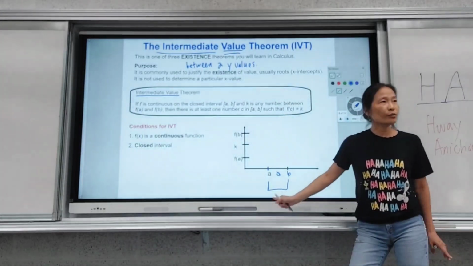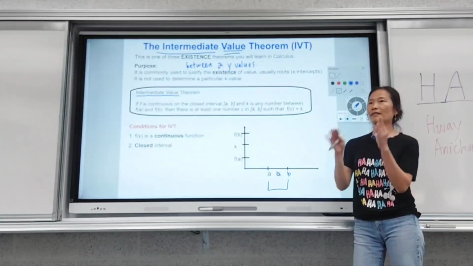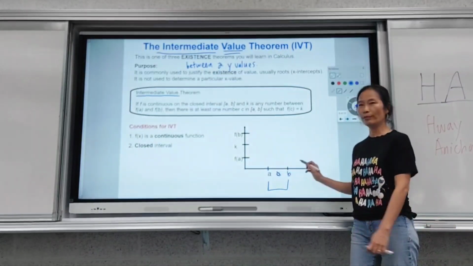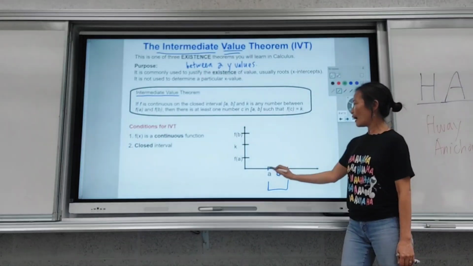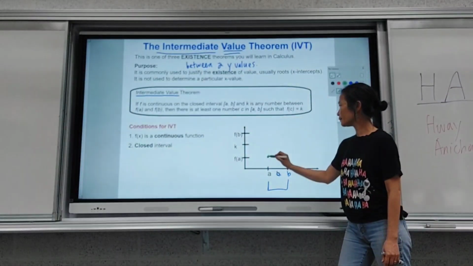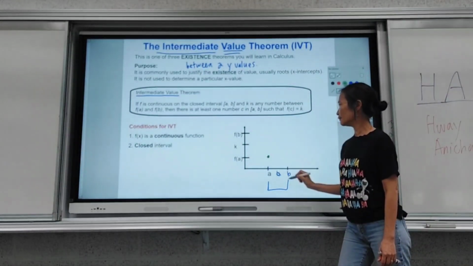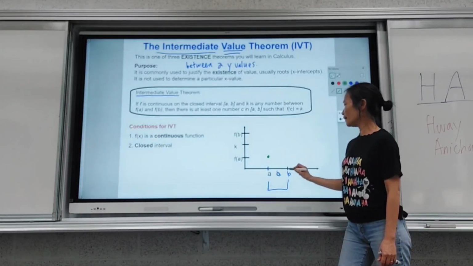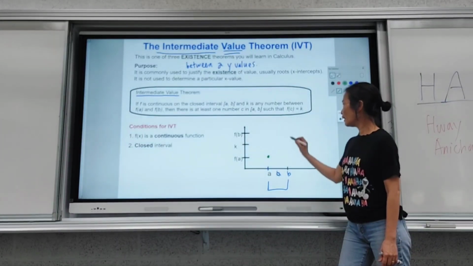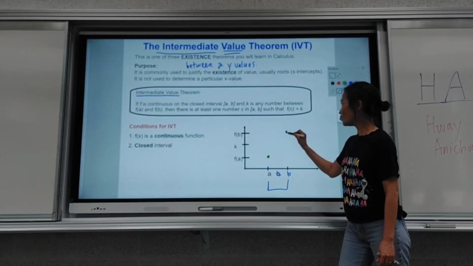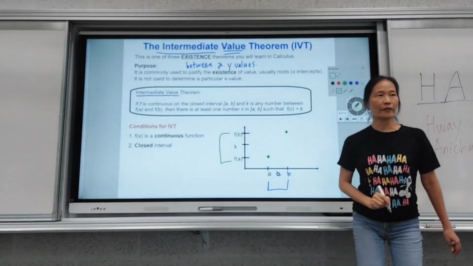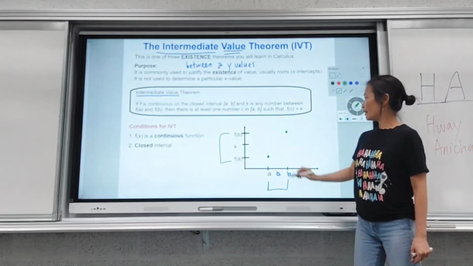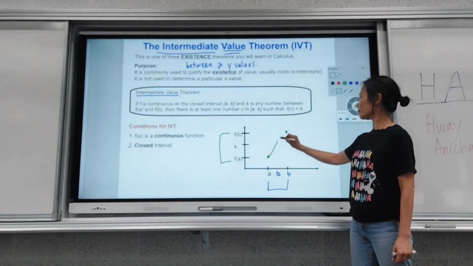This is a closed interval. The x domain is from A to B. Okay, and I can find the endpoint of this interval. This is f of A, right here. And when I substitute B into function f, I can find the value of f of B. So this is the y value, f of A and f of B. And this is a continuous function.